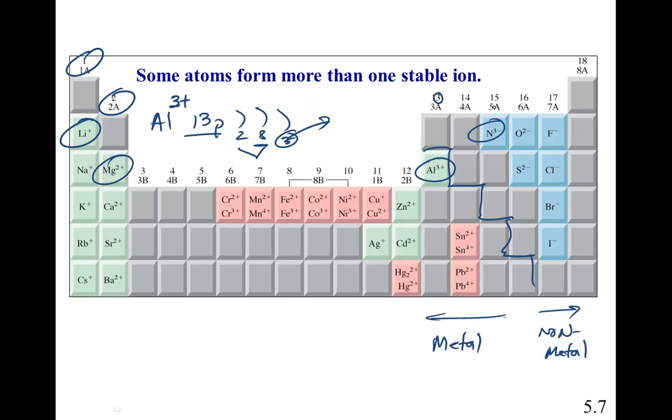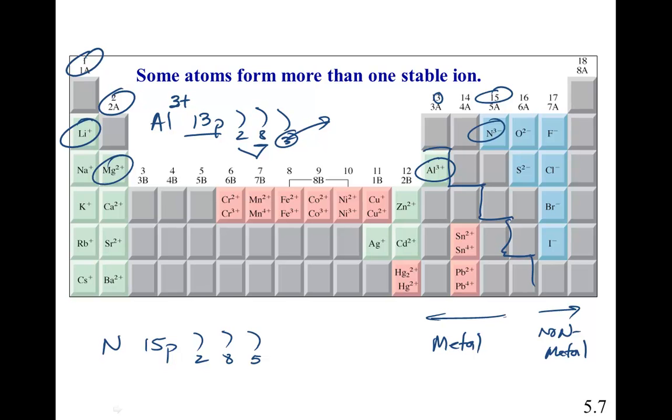It's in group 15. Nitrogen has 5 valence electrons. We could look at it right here. Nitrogen, 15 protons, 2 electrons in the first shell, 8 in the second, and 5 in the third.